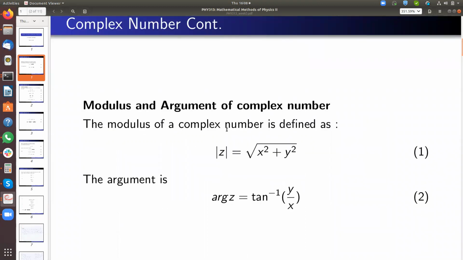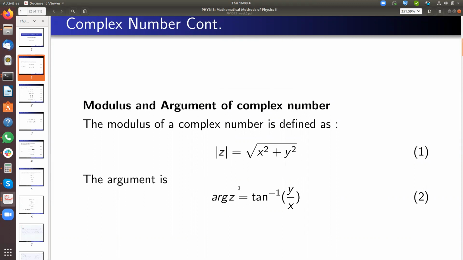So the modulus of a complex number is defined as this, which is |z|. We all know that z is used to represent a complex number, and the modulus is equal to the square root of x squared plus y squared. So x here is the real part of the complex number, while y is the imaginary part. If you have it this way, you have what we know as the modulus.